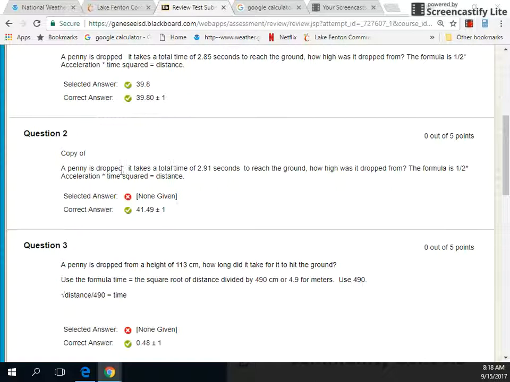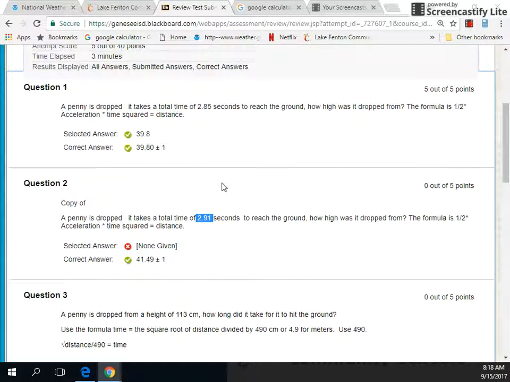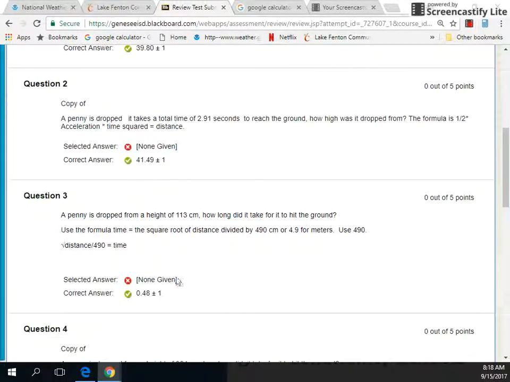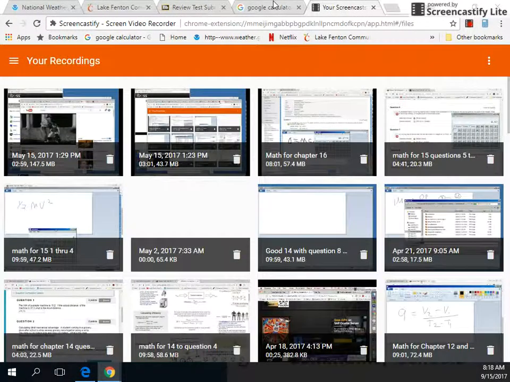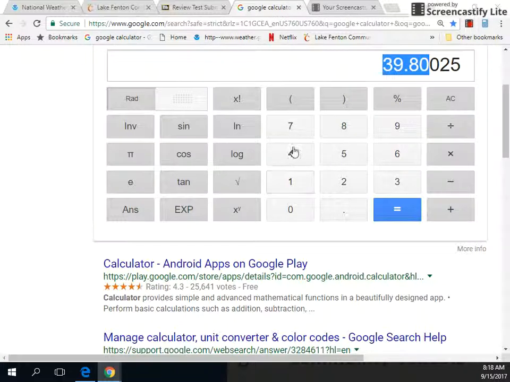All right, here, a penny is dropped. It takes a total time of 2.91. How high was it dropped? That is the exact same thing. You just square this, multiply it by 4.9. And if you don't believe me, you can come to Google Calculator and go 4.9 times.